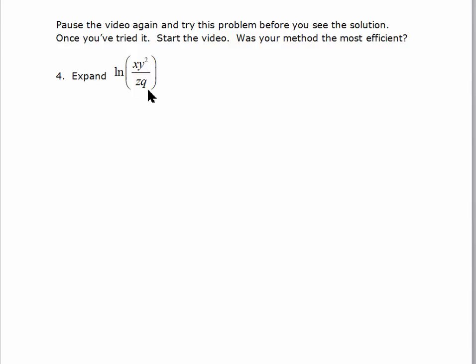Okay, I'm going to expand this using two different methods. And in the first method, I'm going to first start off with the quotient rule. So I'll take the log of the numerator and I'll minus the log of the denominator. Now I have the log of products, so I'll use the product rule. Log of x, actually you do not need parentheses there. Just do the log of x plus the log of y squared.